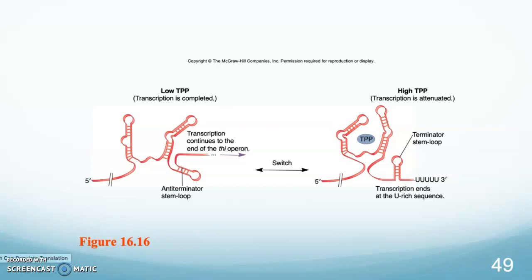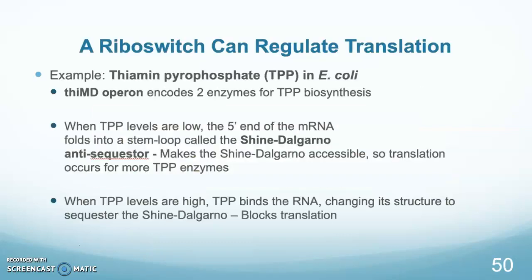So again, that's that negative feedback we talked about earlier in other types of regulation. The second place that we can see a riboswitch regulating is in translation. So this is actually studied in E. coli, and in this case, this is thiamine pyrophosphate, and this particular operon codes for 2 enzymes for making TPP as well.